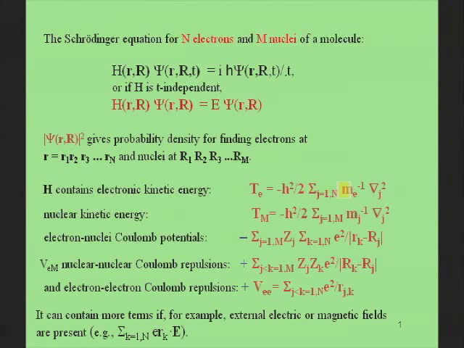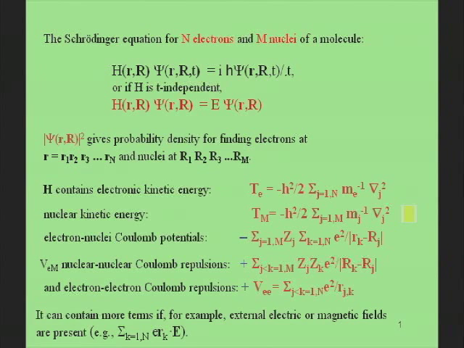Then you say, well, H has more in it. It has the nuclei move also. So the nuclear kinetic energy is minus h bar squared over 2, sum over all the nuclei, j going 1 to m, 1 over the mass of the jth nucleus, del squared for the nucleus j. So this is the kinetic energy operator for the nuclei moving, all the nuclei. And they're moving in all three directions, x, y, and z. So those are the kinetic energy terms in the Hamiltonian for the electrons and nuclei moving.